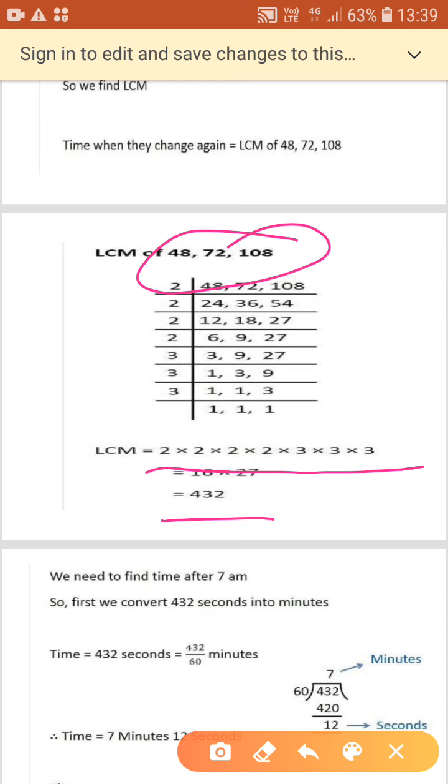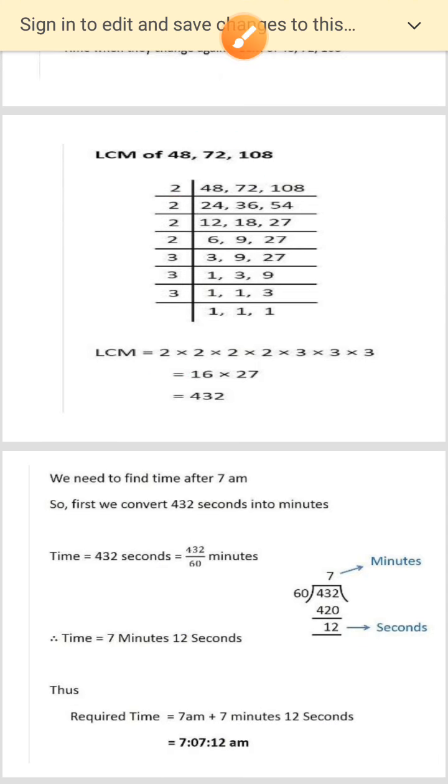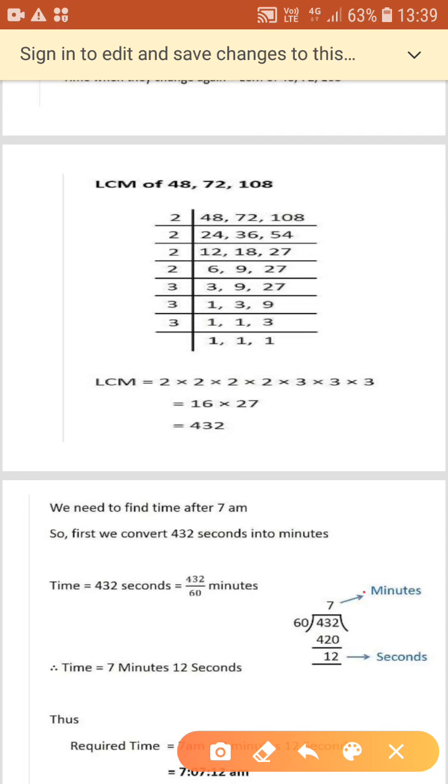So we need to find the time after 7 a.m. So we first convert 432 seconds into minutes. How do we convert it? Because seconds is a smaller unit and minutes is a bigger unit, we divide 432 by 60. What are we getting over here? 7 is the quotient and 12 is the remainder. So writing it, 7 minutes and 12 seconds.